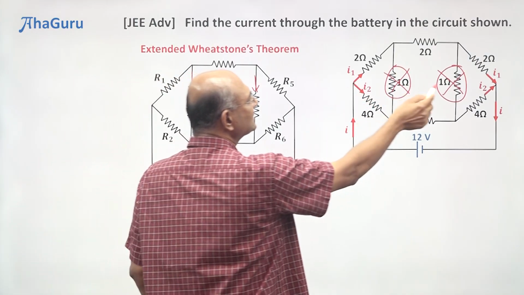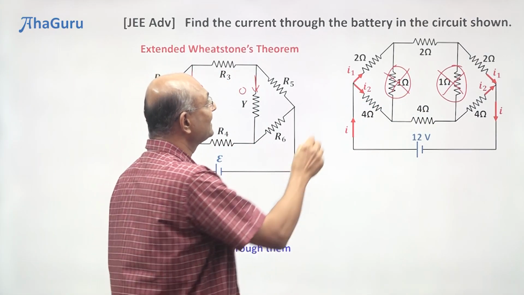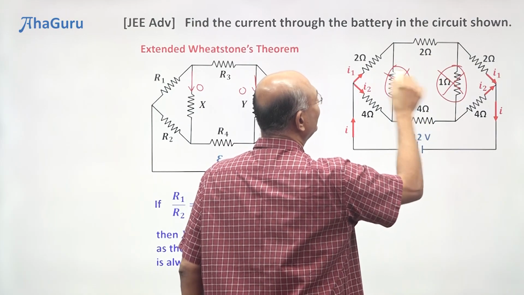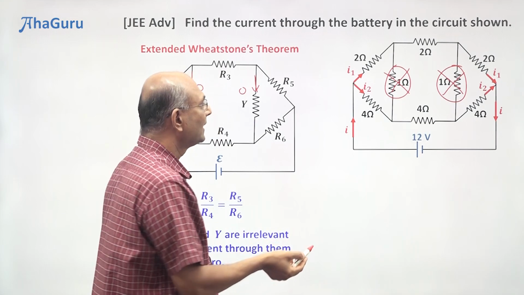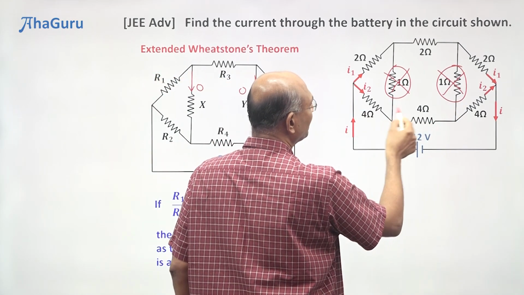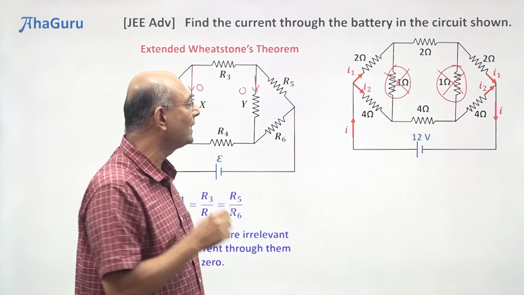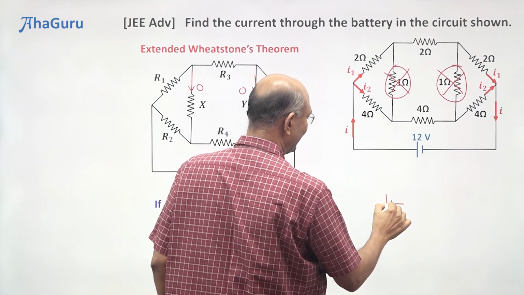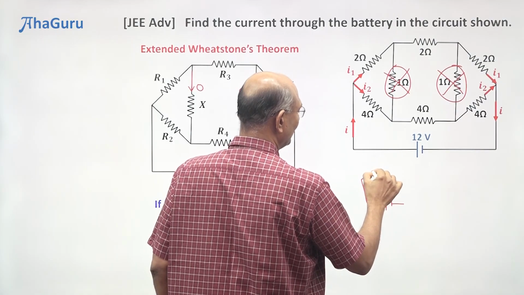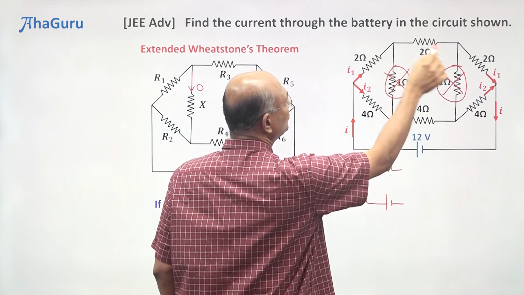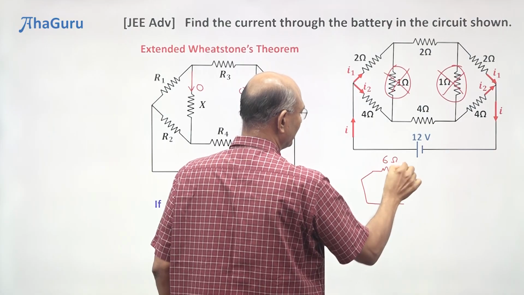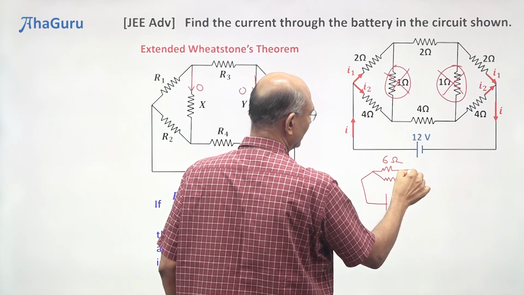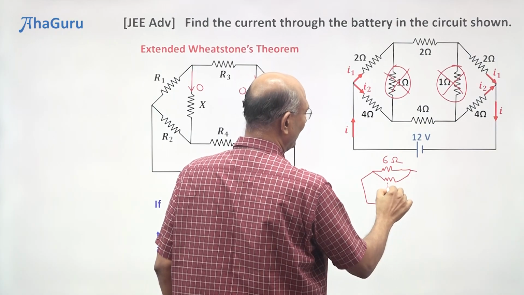So now I can remove these. And if I remove these, what happens? These 3 are in series. 2 plus 2 plus 2, right? Because these have been removed. So it's just 6. And these 3 are in series. 4 plus 4 plus 4. 4 into 3, 12. So actually, this whole circuit now becomes this. Very nice and simple. So you have 2 plus 2 plus 2, 6 ohms. And then here you have 4 plus 4 plus 4, 12 ohms.